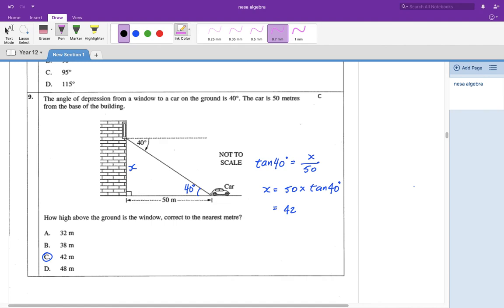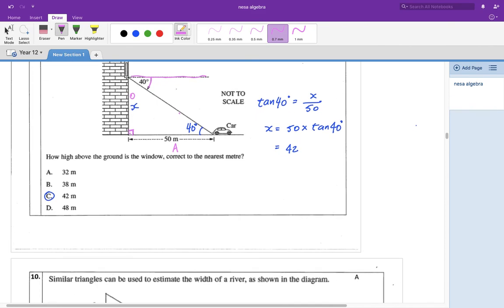Question 9. So you know the angle of depression is 40, and the angle of depression is measured from the horizontal. So it's parallel to the horizontal ground, which means you have alternate angles here. So 40, 40. And this is a right angle triangle again because it's a building. Buildings definitely are perpendicular to the ground. So for the 40 degrees, x is the opposite, and you have the adjacent. Once again, tan 40 is equal to x over 50. So now you just have to move the 50 to the other side, times it by tan 40, and that's 42.